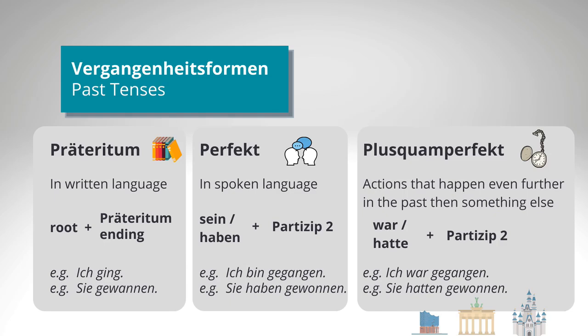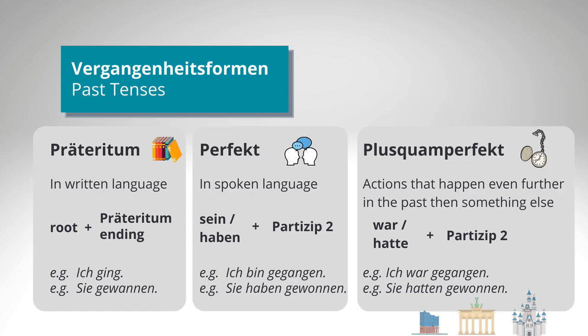So, as we already learned, in German we have 3 past tenses, the Präteritum, the perfect, and the plusquamperfect. And while the Präteritum is mainly used in written language, the perfect is our go-to past tense in spoken language. That's why the perfect is the most used past tense in German.